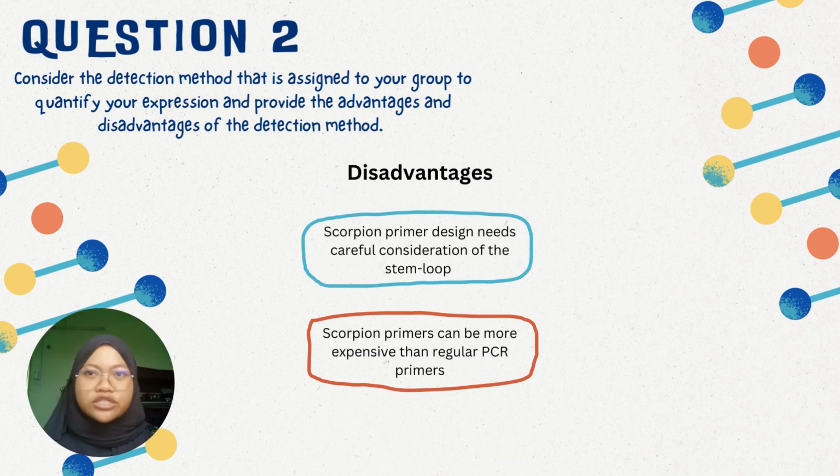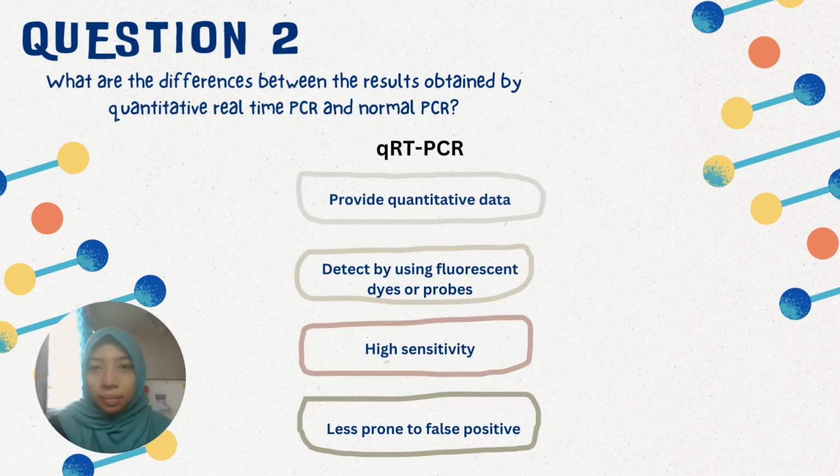You can see here, Scorpion primers have a lot of advantages, but they also have disadvantages, such as Scorpion primer design needing careful consideration of the stem-loop structure as well as optimization of the target-specific sequence, which might be more difficult than building standard PCR primers. Also, because of the added component, Scorpion primers can be more expensive than regular PCR primers.